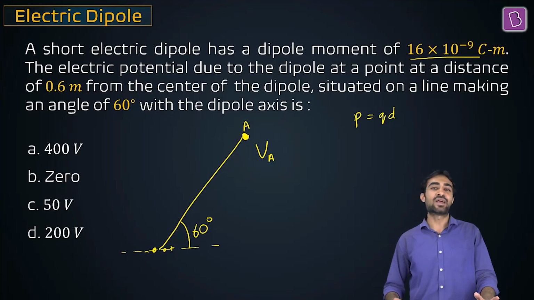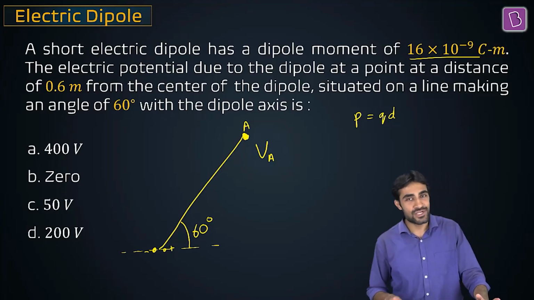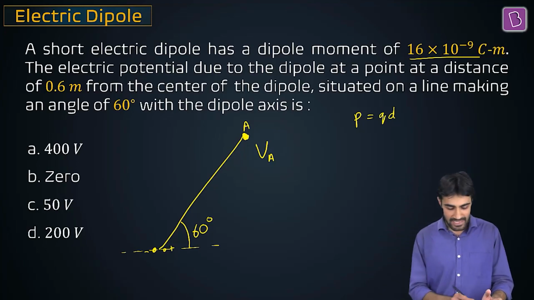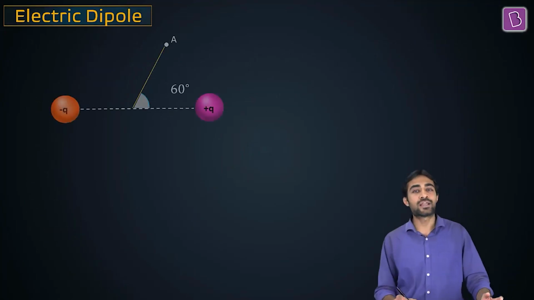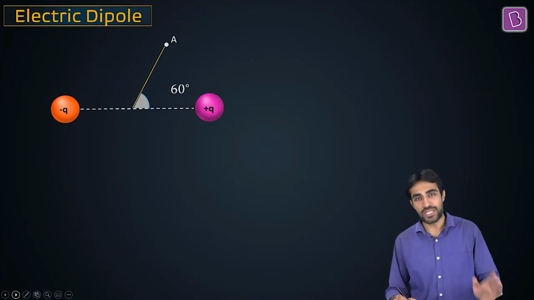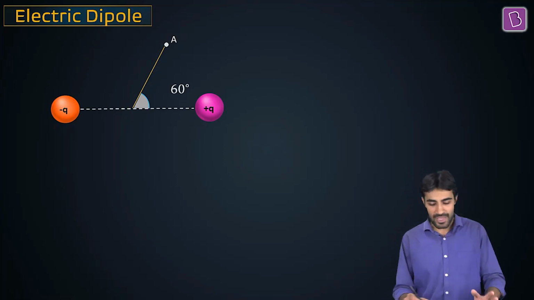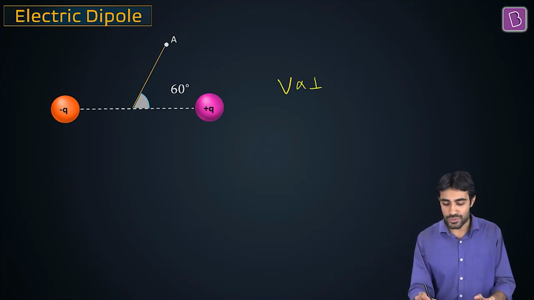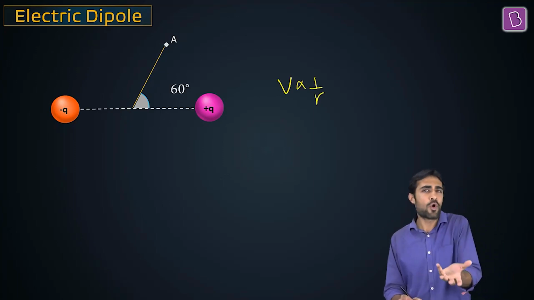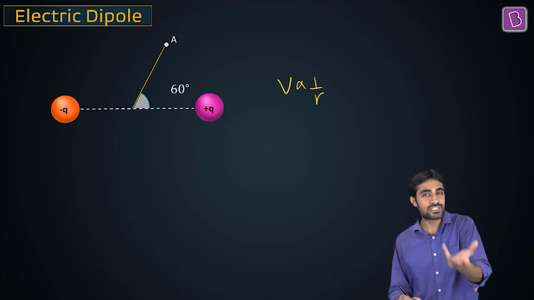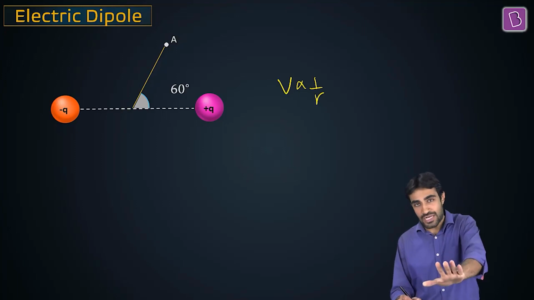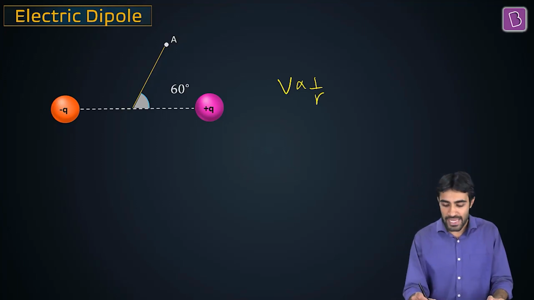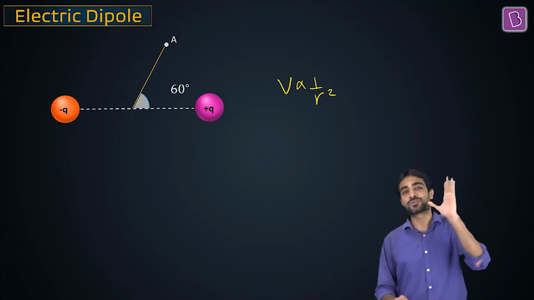Now we understand the question. We have to find the potential due to an electric dipole. Now let me just suggest you what is the formula for finding this potential. Just remember that in case of a point charge, the potential is inversely proportional to R. We already know that V is inversely proportional to R in case of a point charge. But in case of dipole, V is inversely proportional to R square.